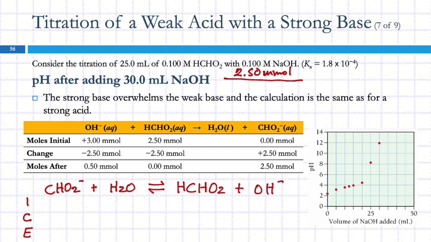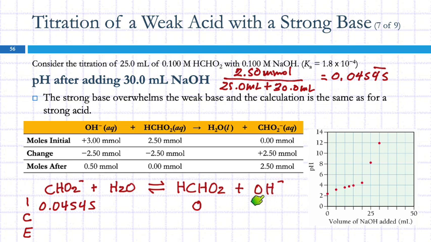Divided by the new total volume. 25 milliliters plus 30 milliliters. 0.04545. What's the initial concentration for HCHO2? It's 0 divided by that. What's the initial concentration for hydroxide?